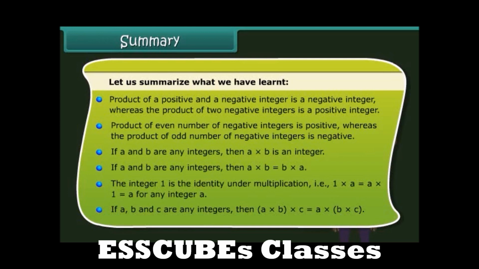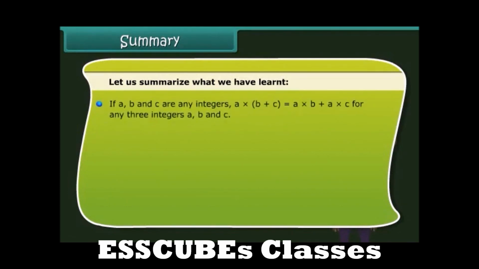If a, b, and c are any integers, then a into (b into c) is equal to (a into b) into c. If a, b, and c are any integers, a into (b plus c) is equal to a into b plus a into c for any three integers a, b, and c.